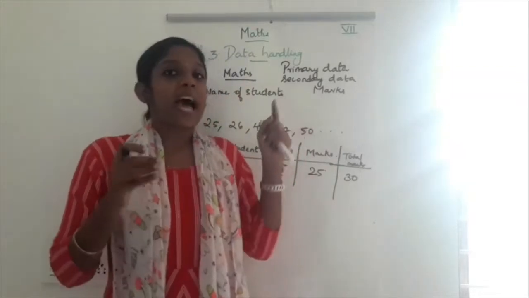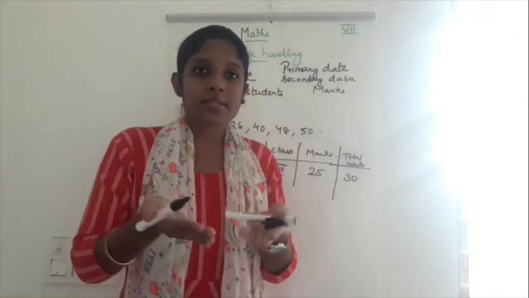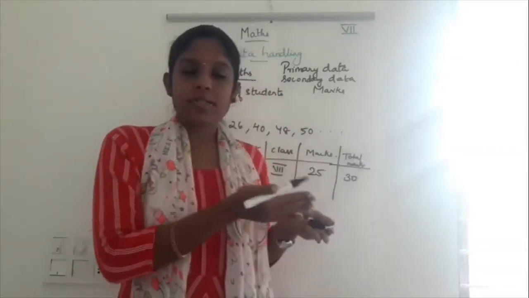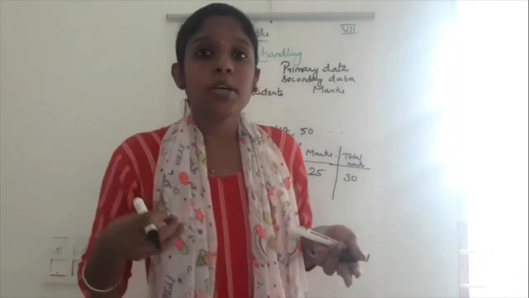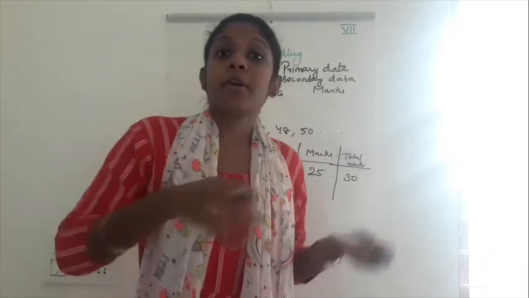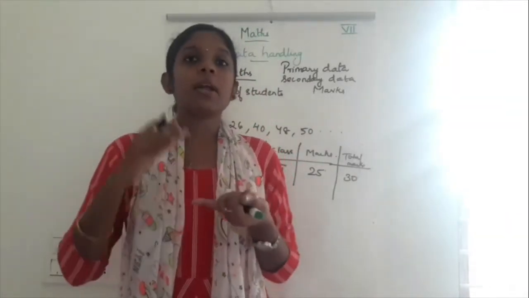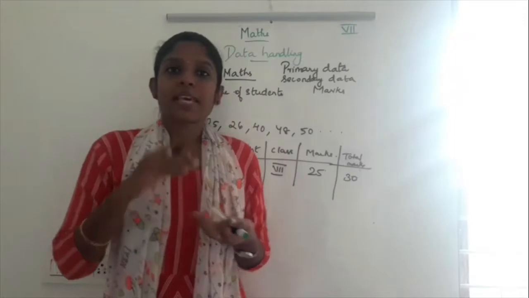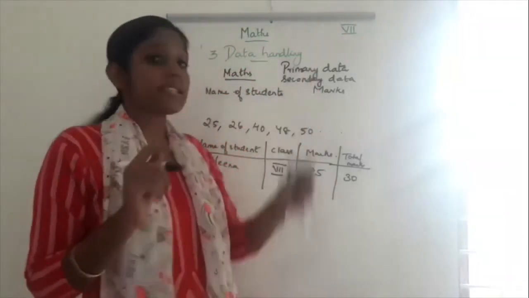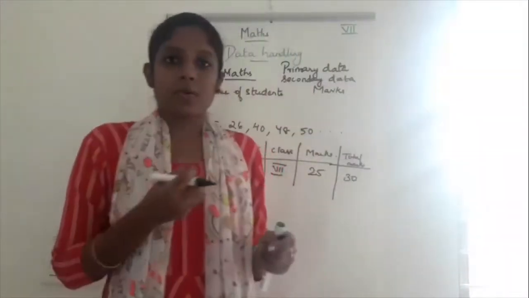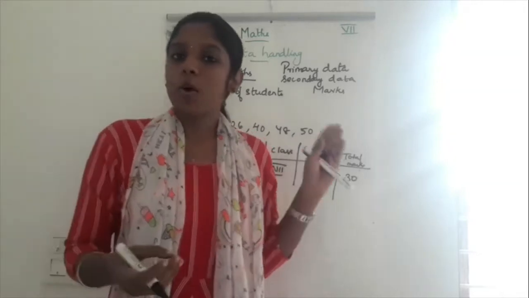Secondary data means I will take records that have already been collected, from some books or record books, or if I want to collect data about anything from Google, that is also called secondary data. We are not directly collecting from the source but depending on some other source, such as Google, newspapers, books, etc. So there are two types of data. Primary data is directly collected from the source. Secondary data is collected from newspapers, books, etc. Hope you understood it.